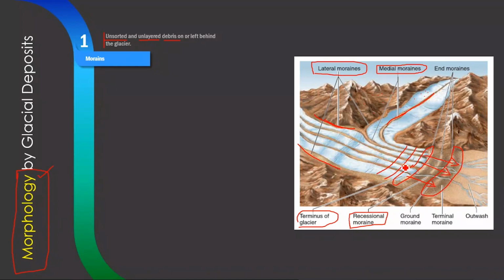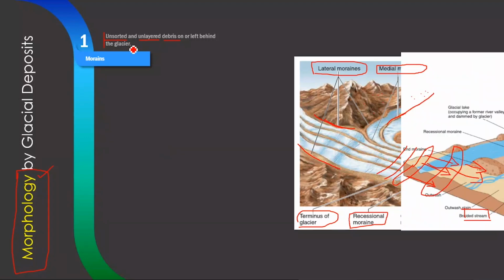Whether it is stabilized or unstabilized, based on that there are different terminologies we use. And finally, all this water from the glacier, what will happen to that? That water will melt and go in the downward direction, and it will be contributing to some rivers. So that we call outwash. Right? So these are the moraines. Moraines are unsorted and unlayered debris deposited by the glacier.